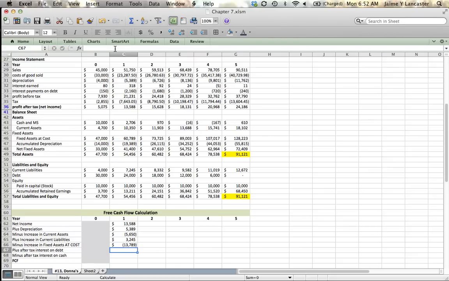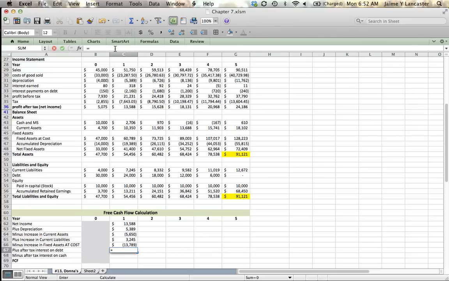It's extremely important. And then we want to sort of neutralize the effect of interest, because we're going to try to pretend we're not a lender, and we're going to pretend that we're not a borrower. So we're going to look at our after-tax interest on debt, and we're going to add that back, because that's a financing cash flow, not related to operations.